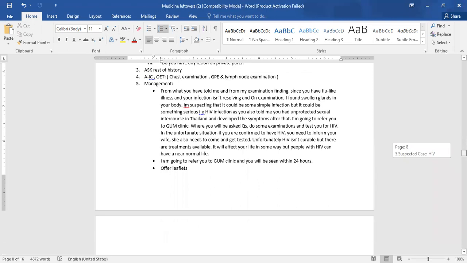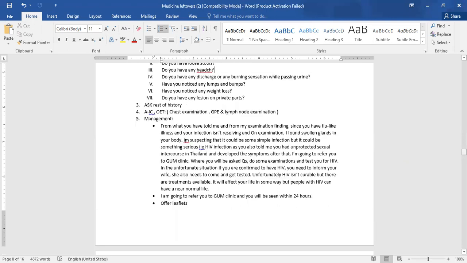Then offer the leaflet. If the patient asks further questions, answer according to what they ask. For example, they can ask, will I be able to become a father? You can mention yes, you will be able to become a father, but before that the diagnosis needs to be confirmed, and they will start you on the treatment, and once you complete the treatment properly, you will be able to become a father.